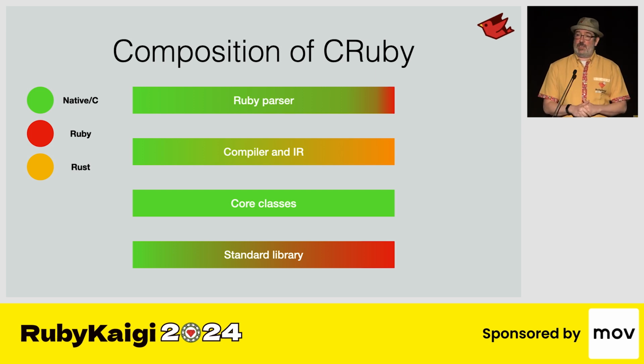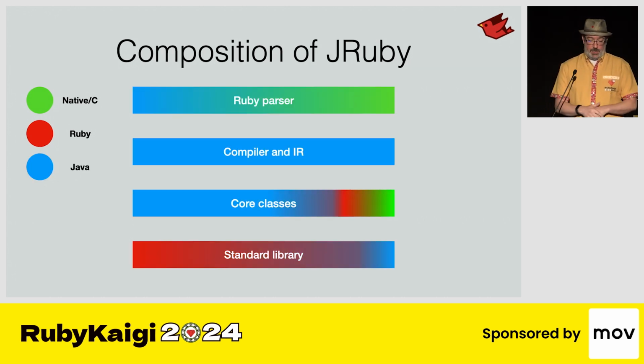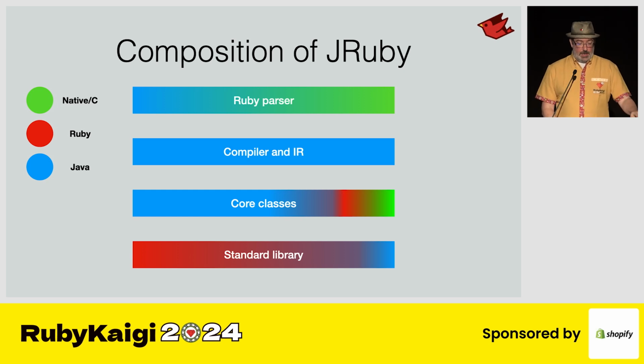It's kind of interesting to see the composition of different pieces of the Ruby implementations. This is roughly where JRuby stands as far as native code, Ruby code, and now a little bit of Rust code coming into the compiler and the JIT. Similar transition here for JRuby. Again, our native code is mostly Java, but we also do have some C code, some native libraries, and we use a lot of the same standard library written in Ruby that JRuby does.